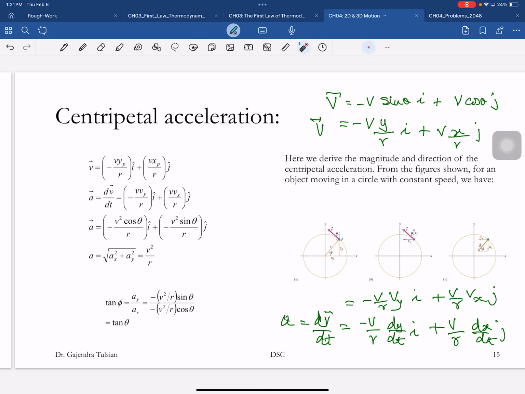Okay, and that's what's written here, all of that. And then Vy was this guy. You can substitute that. Vx was this guy. There you have it. There is the x component of the acceleration, y component of the acceleration. If you calculate the magnitude of the acceleration, you get that. The magnitude of the acceleration turns out to be constant. It's equal to v squared over r.